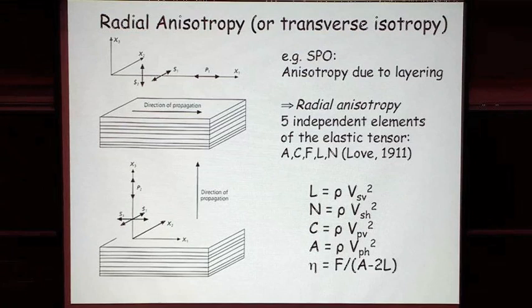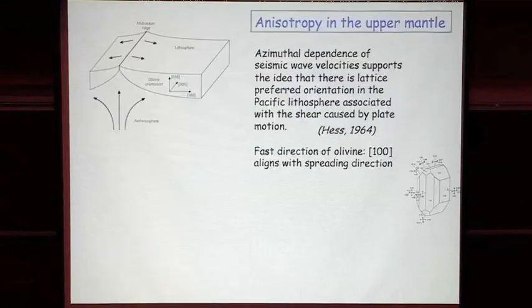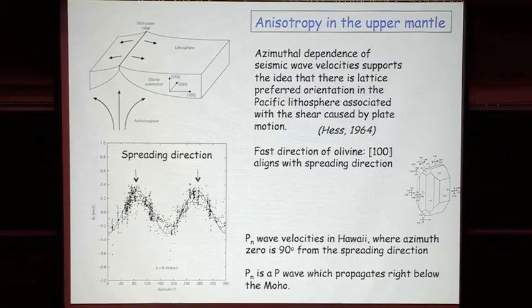On the other hand, there is azimuthal anisotropy, which has been observed in oceans. Azimuthal anisotropy means that the velocity depends on the azimuth of the propagation with respect to a reference direction, which is usually north. This was first observed by Hess in 1964, where in mid-ocean ridges you have velocities that vary depending on the direction with respect to the spreading direction, the maximum being in the spreading direction of the plate.